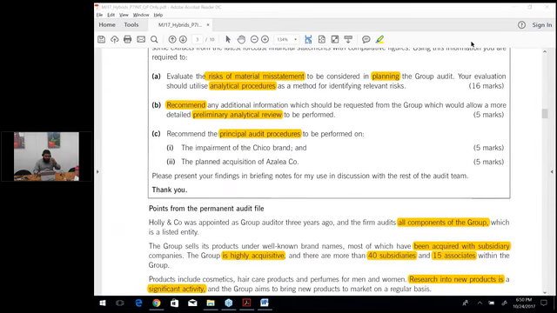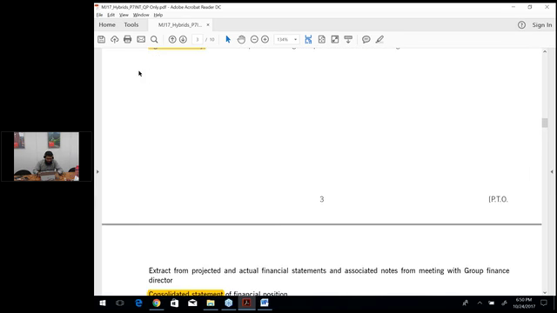Okay. So if we talk about the impairment, the audit procedures that need to be performed, number one thing is both the requirements are of 5 marks each. This actually goes to show that you need to write 5 points to each of it. That's what the requirement actually indicates.